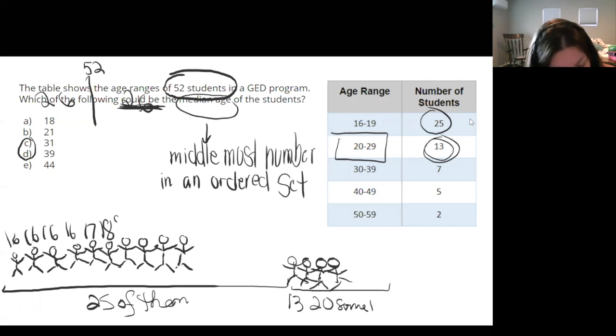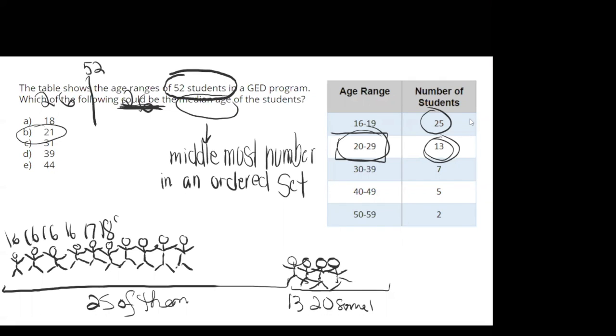So then the correct answer here is not just the middle of the table. The correct one is the middle of the students if you listed them all out in order. The only one here that could be a median is the 21 because it's the only one that falls in this range. Okay, I realize that this is a really brutal problem.